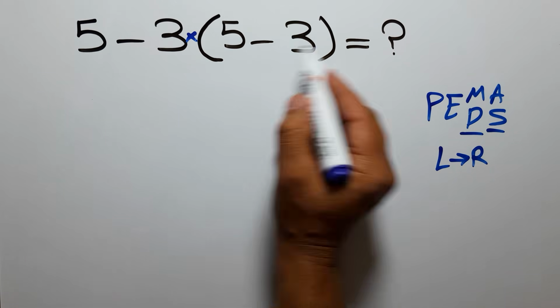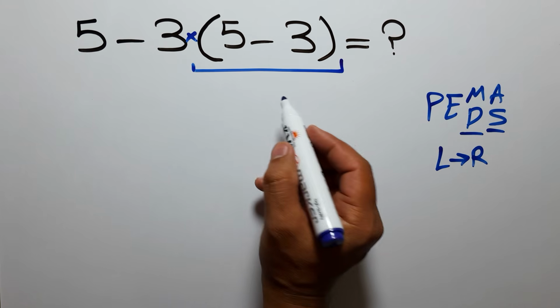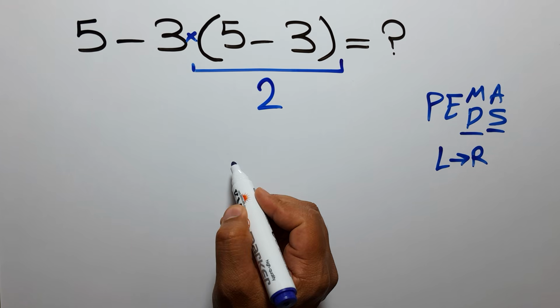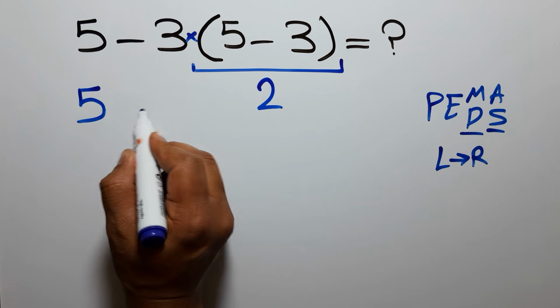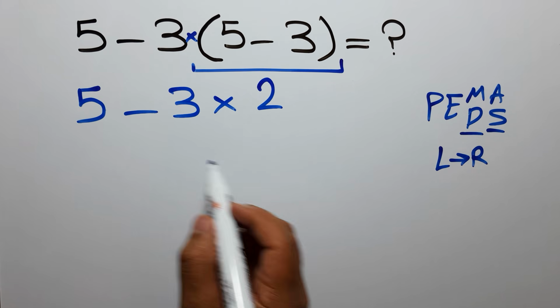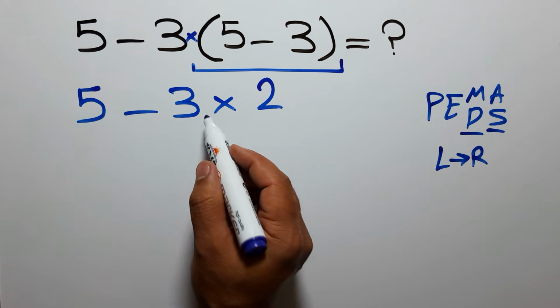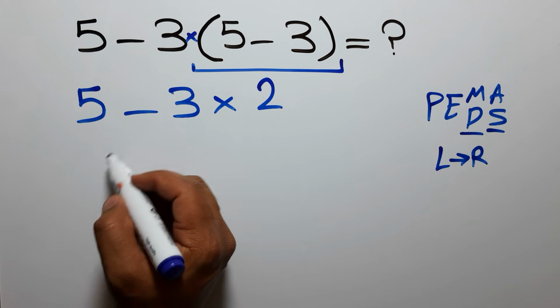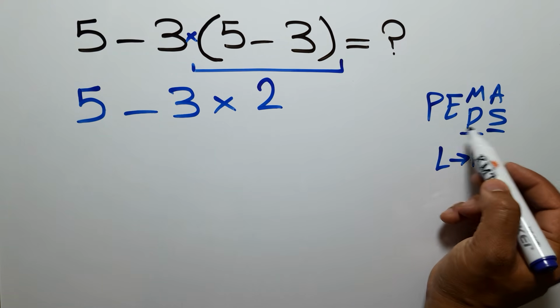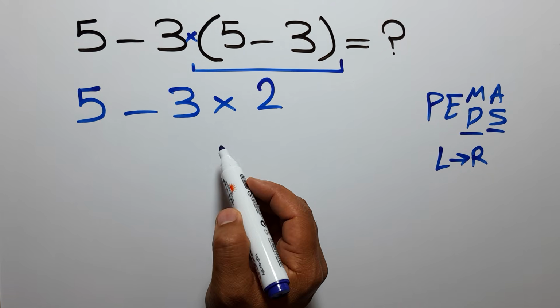So first we have to do this parentheses. Inside this parentheses we have 5 minus 3, which equals 2. So we have 5 minus 3 then times 2. Now we have one subtraction and one multiplication. According to the PEMDAS, multiplication has higher priority than subtraction because multiplication comes before subtraction. So here first we have to do this multiplication.